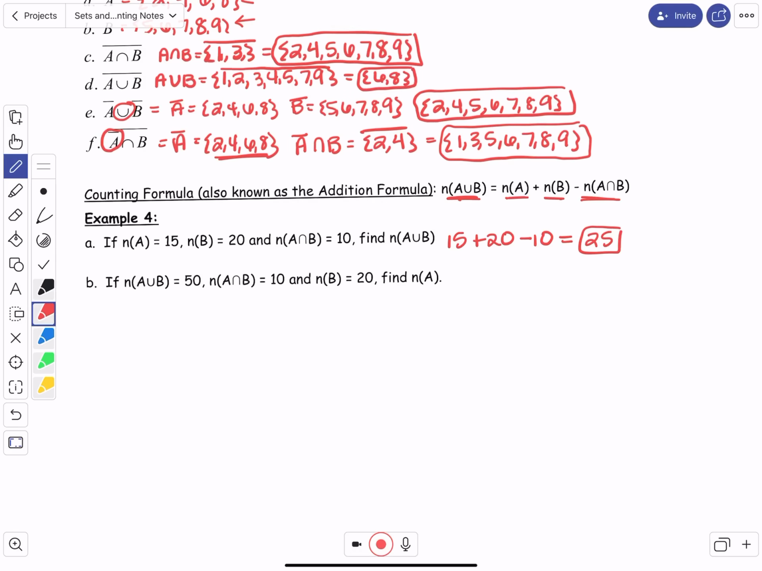All right, B is similar, except this time we want to find just what's in set A. So basically, we have A plus B is 20, and then what they have in common is 10, and this time we set equal to 50. So we have 20 minus 10 is going to be 10, equals 50. If I subtract 10 from 50, I know set A has 40 in it.